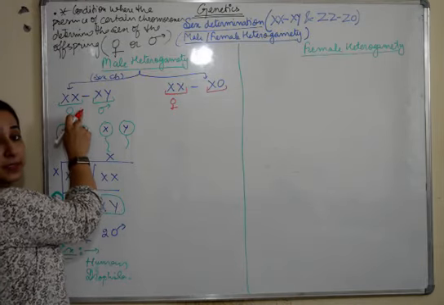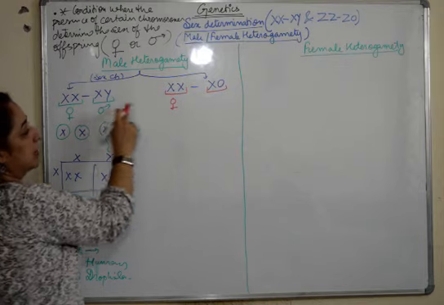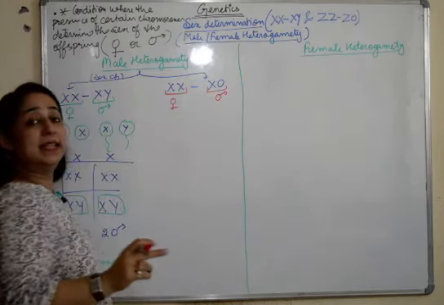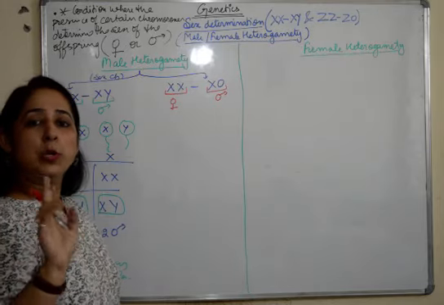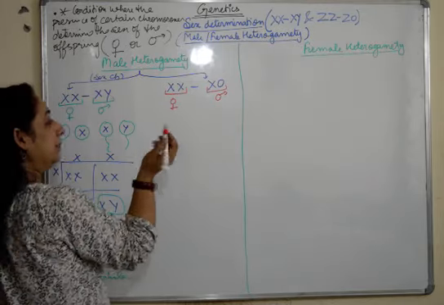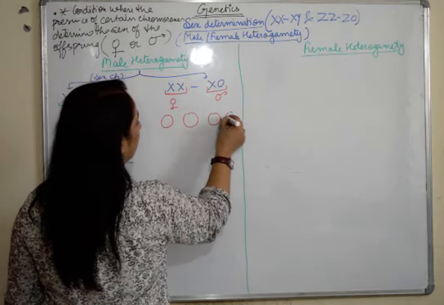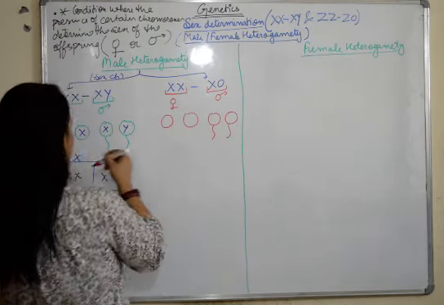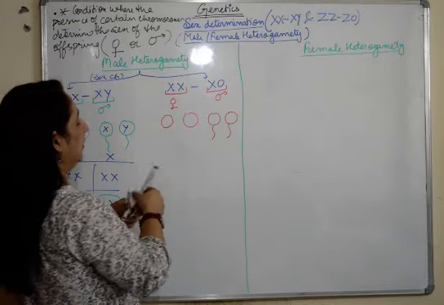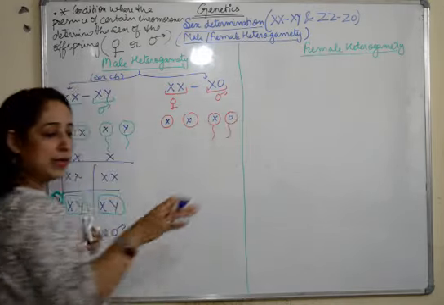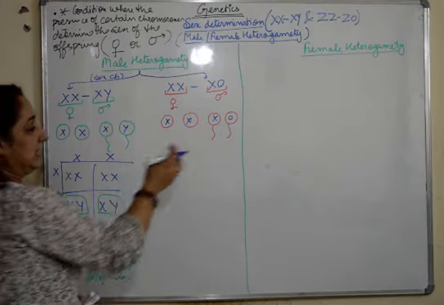XX is homogamous, XY is heterogamous. Here also homo, hetero. So this is a male condition, and this 0 means that there is no other chromosome, only one is there. So we express it in the form of a 0. So what do we get here? The ova, they have again 2 ova with X and X. Here we have X and 0, or you can say there is nothing present here.